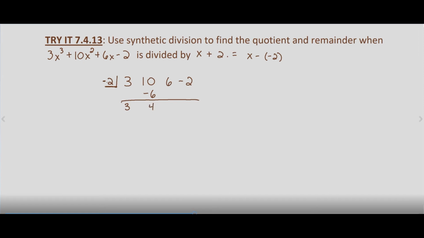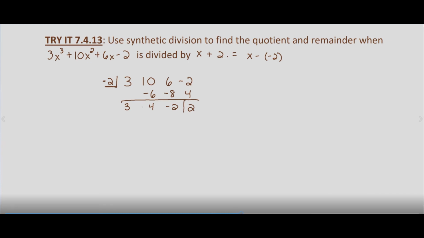And then we repeat the process. Negative 2 times 4 is negative 8. 6 minus 8 is negative 2. And then negative 2 times negative 2 is 4. And negative 2 plus 4 is 2. Now, what this means is each one of these terms in our bottom row is a coefficient for the quotient. And then we end up with this remainder over here of 2.